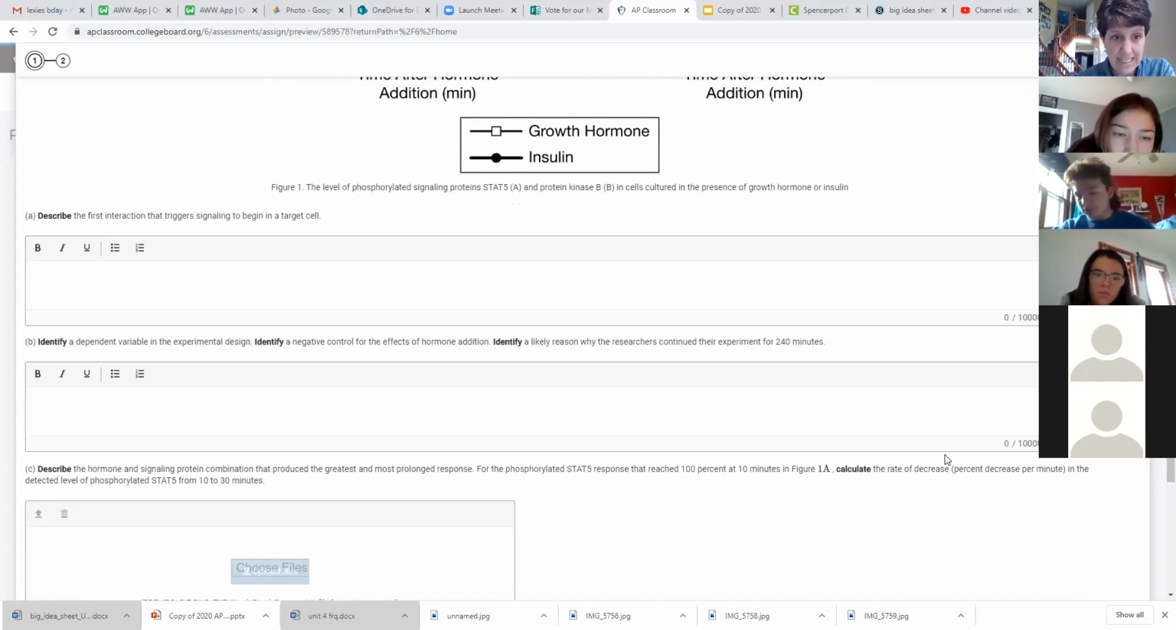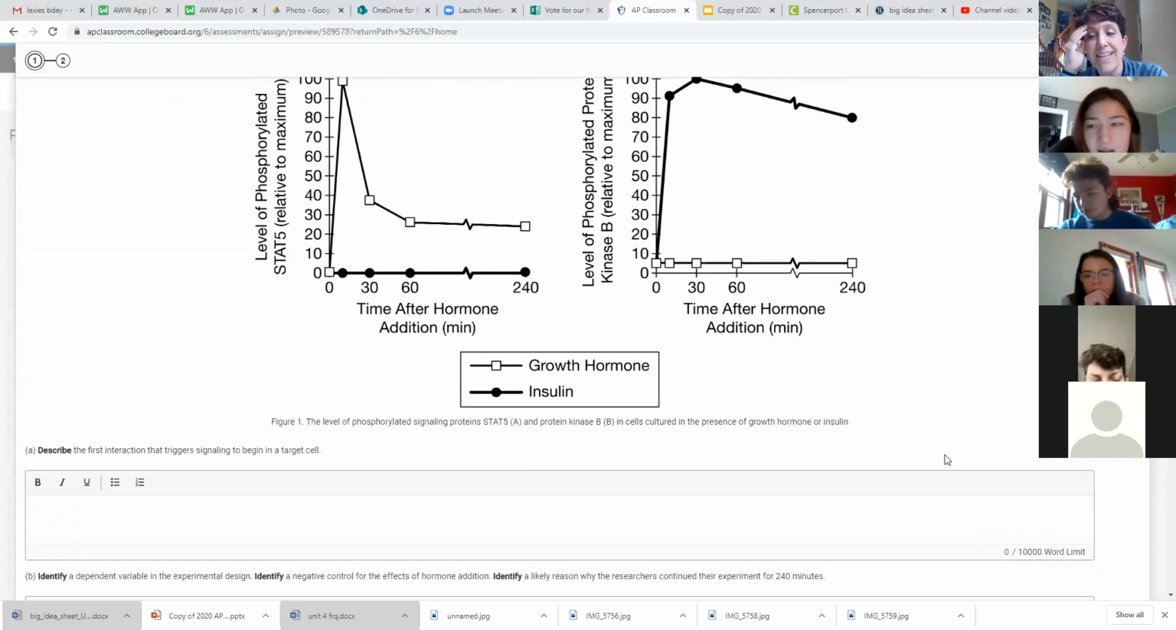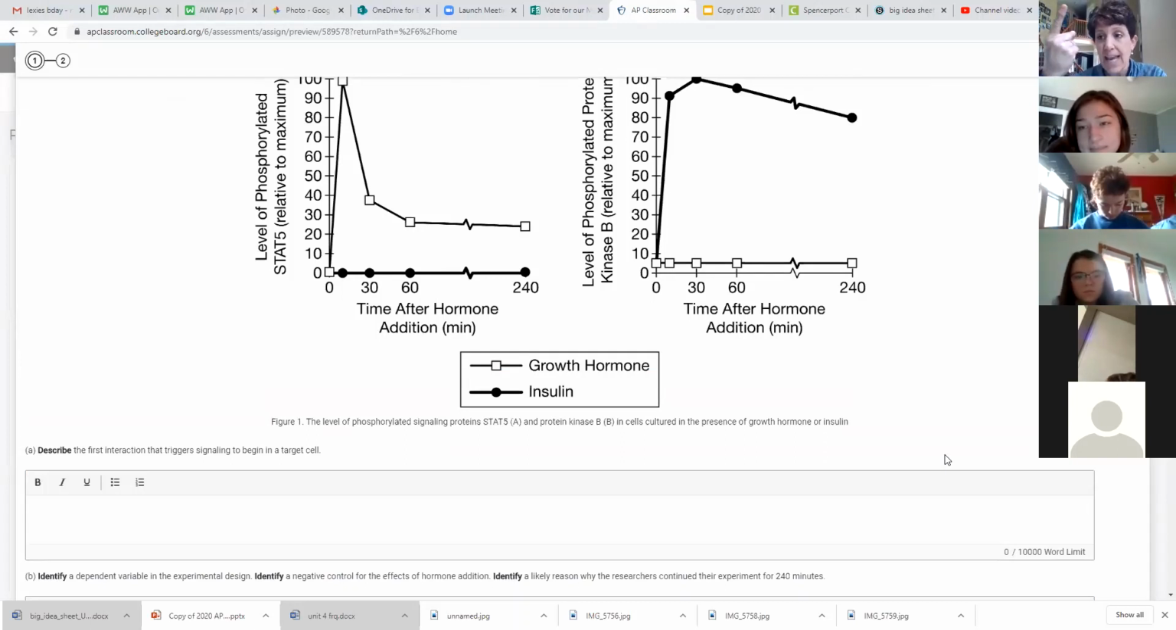The second part of the question is identify a negative control for the effective hormone condition. What does that mean, negative control? They've asked this now 2 times in a row, so I'm going to put that on my little list. A negative control is the same thing as a baseline. It's what will it make if you do not add the enzyme, the signal molecule, whatever the experiment is adding. Don't add it. That's what a negative is. So what would you have if you didn't add growth hormone and you didn't add insulin? What would the level of STAT5 be, and what would the level of phosphorylated protein kinase B be?